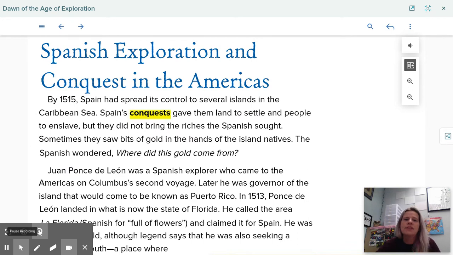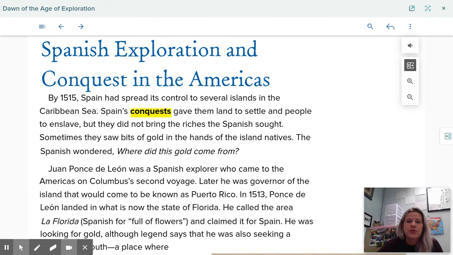All right, so continuing with Spanish exploration and conquest in the Americas. By 1515, Spain had spread its control to several islands in the Caribbean Sea. Spain's conquests gave them land to settle and people to enslave, but they did not bring the riches that Spain sought. Sometimes they saw bits of gold in the hands of the island natives. The Spanish wondered, where did this gold come from?